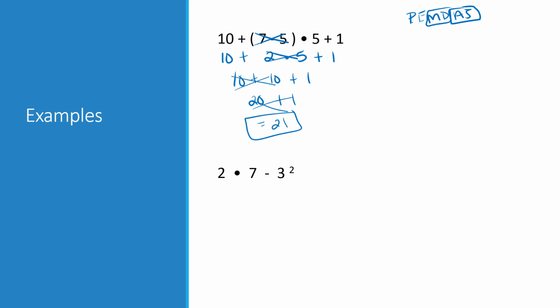This problem down here doesn't have any parentheses, but it does have exponents, so that's going to be my first step. Now, what 3 to the second power means, it does not mean 3 times 2. It means 3 times 3. So, 3 to the second power meaning 3 times 3. 3 times 3 is 9. So, I'm going to rewrite my problem here. I don't have any more exponents, but I do have multiplication, so that's going to be my next step. That's going to give me 14. And then last but not least, I have 14 minus 9. So when I do 14 minus 9, I'm going to get my final answer, which is 5.